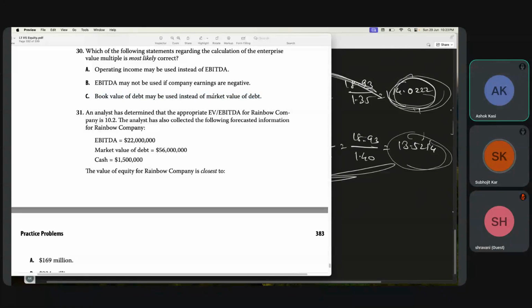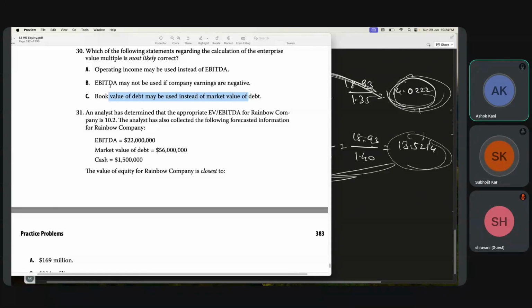No, market value we should use. Only if it is not available, then we should go for book value. So they have said C is right. They just said book value may be used instead of market value. No, market value only you should use. Only if it is not available, then we should go for book value. So what is the answer? C is not the answer.